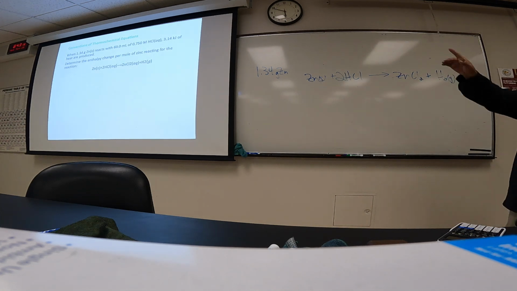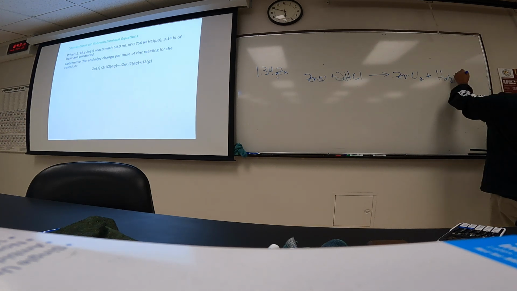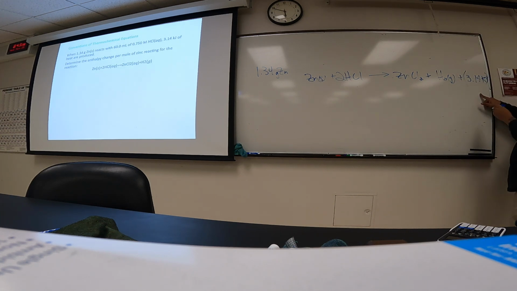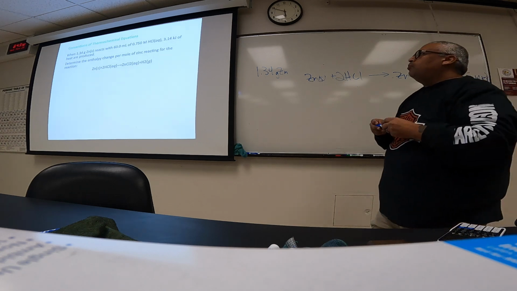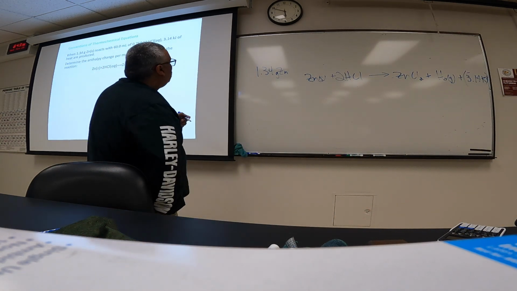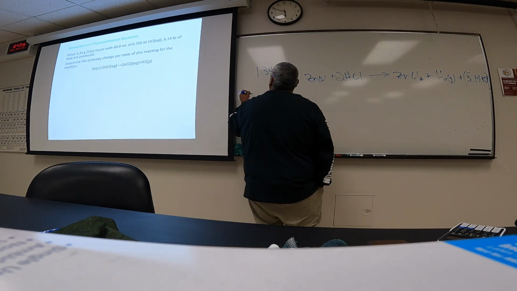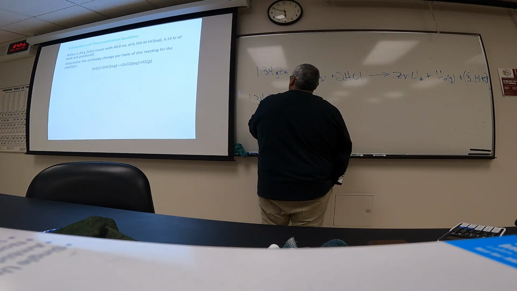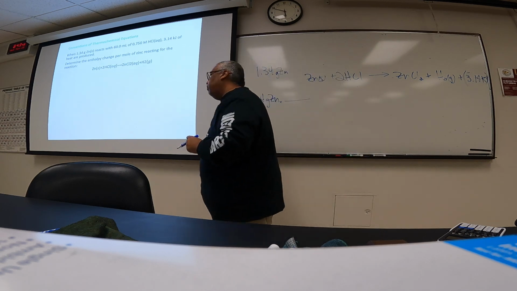But back to our problem. Plus we're going to get 3.14 kilojoules of heat. Now since it's produced, let's jump ahead, and it's going to be a negative 3.14 kilojoules of heat. Determine the enthalpy change per mole of zinc reacting. Well, we have 1.34 grams of zinc, and we need to get to moles of zinc.